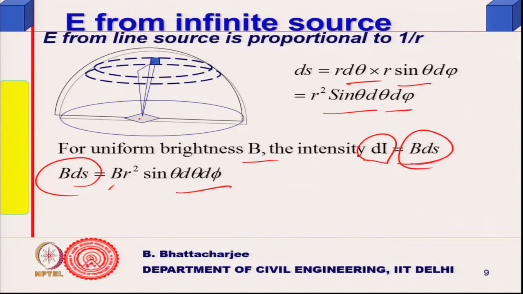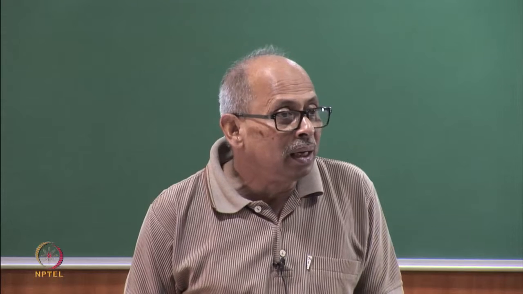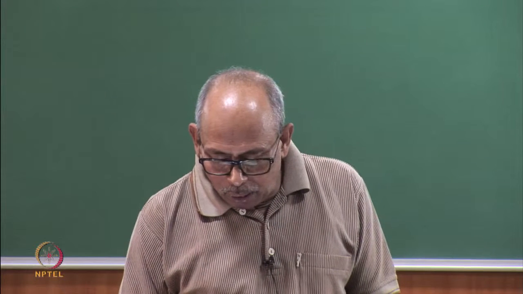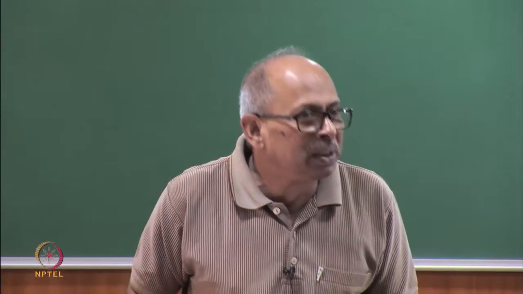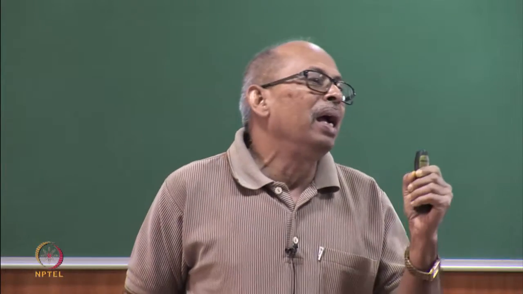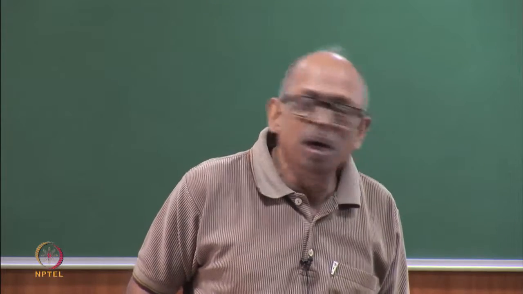So, what will be the illumination here? I by r square cos theta. So, illumination dE will be given as B r square sin theta d theta d phi cos theta divided by r square, if r is this distance. Now, you see what is happening, this gets cancelled. Therefore, it is independent of r, independent of distance. For a point source, it is inversely proportional to r square.